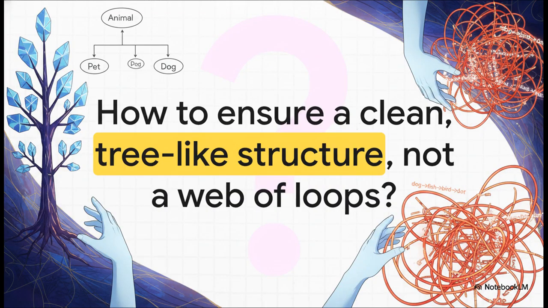And finally, the system has to maintain its structure. If you just leave it alone, the model might learn these bizarre, nonsensical loops, like a dog is a pet, a pet is an animal, and an animal is a dog. That completely breaks the whole hierarchical structure that we chose hyperbolic space for in the first place.